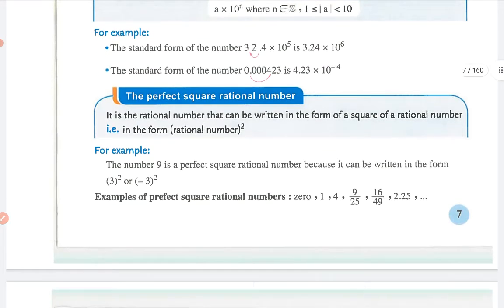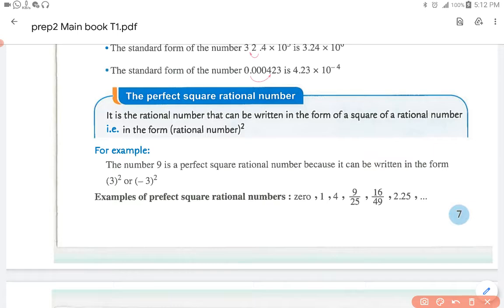Perfect square. It's a rational number that can be written in the form of the square of a rational number. A perfect square is a number that we can write as a rational number to power 2. Who are the square numbers? We know the square numbers: the first one is 1, then 4, then 9, then, do you remember, 16, 25, 36, 49, and so on. All these numbers are called perfect squares.